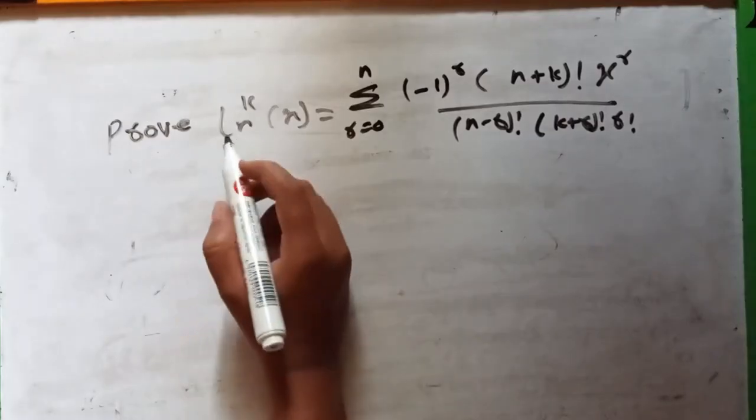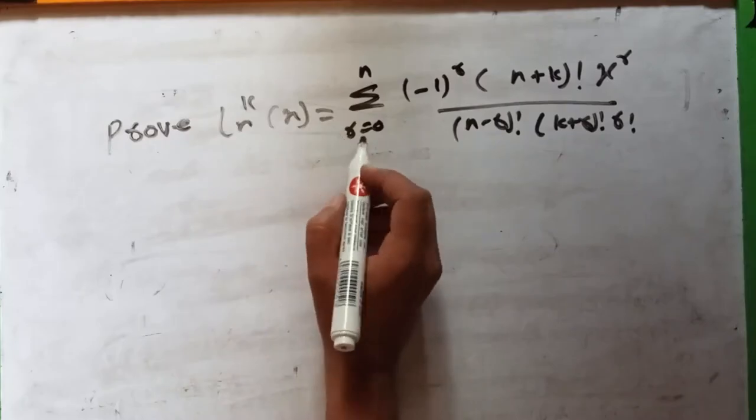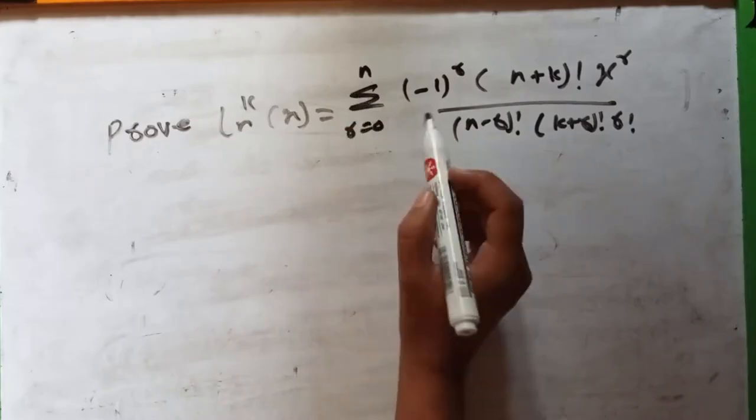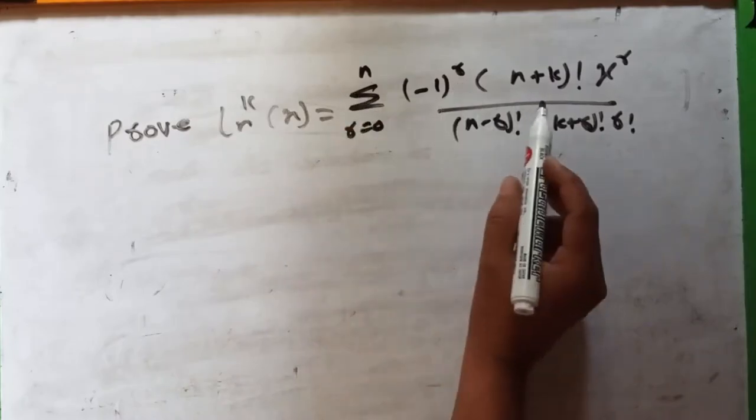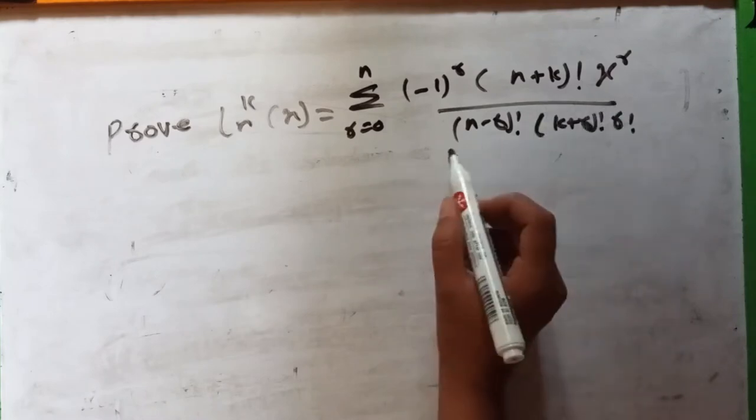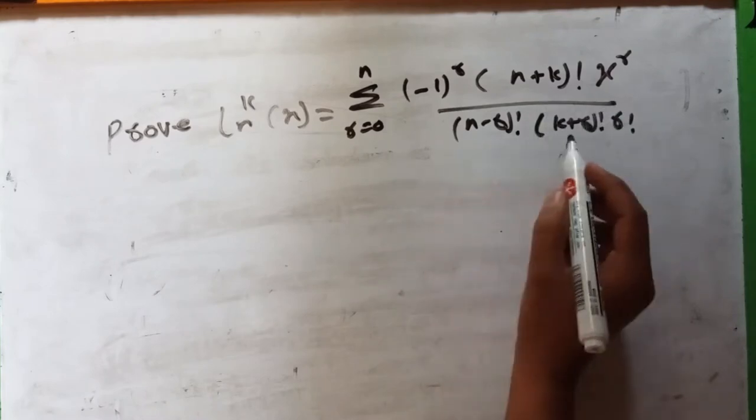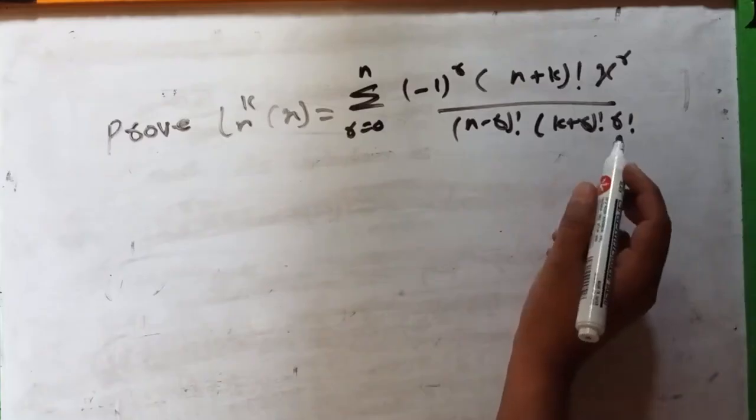First, we have to prove L_n^k(x) is equal to the summation r is equal to 0 to n of (-1)^r (n+k)! x^r over (n-r)! (k+r)! r!.